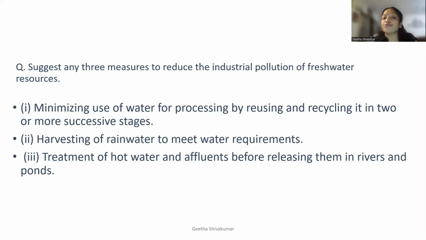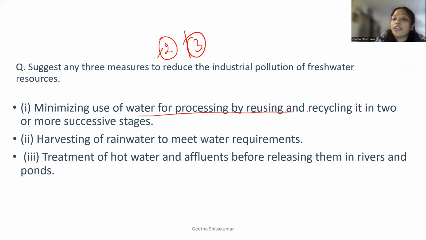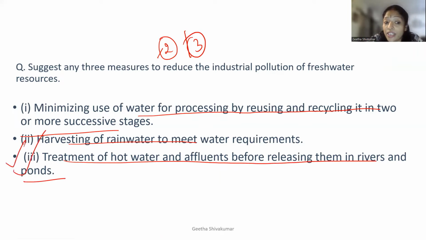Suggest any 3 measures to reduce the industrial pollution of fresh water. Again, this can be your 2 marks question or your 3 marks question. Minimizing use of water for processing by reusing and recycling, this is your first measure. Second one, harvesting of rainwater. Another, treatment of hot water before releasing it into rivers and ponds. This is a very new technique which needs to be taken care of so that the pollution of fresh water resources can be reduced.